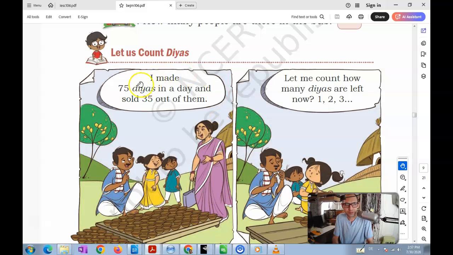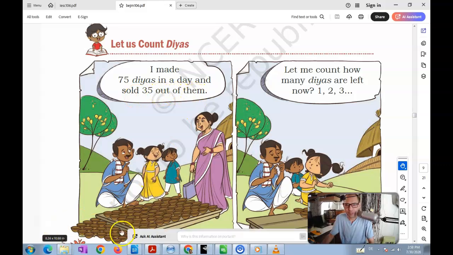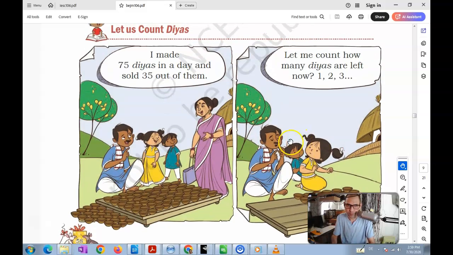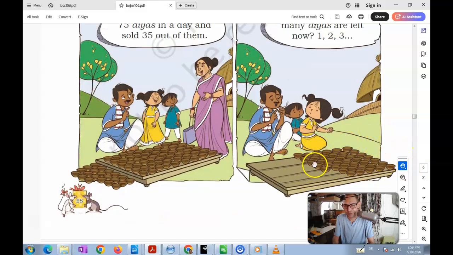And the man is saying that I made 75 diyas in a day and sold 35 out of them. Now what he wants to know is how many diyas are left, meaning that he originally had 75 diyas, sold 35 of them, or lost 35 of them, and now he wants to know how many are left.